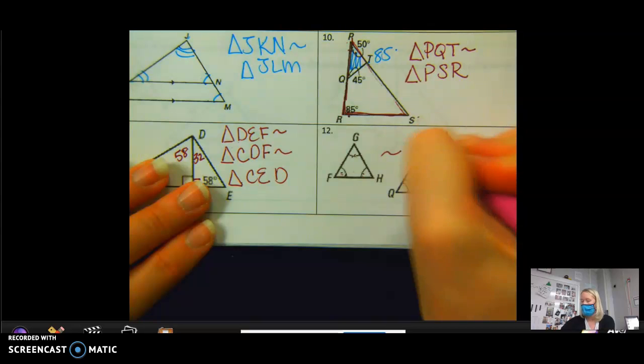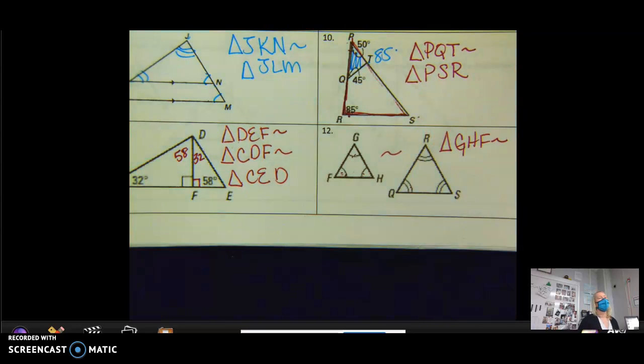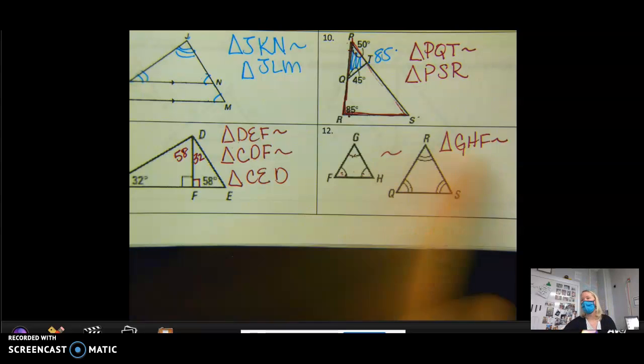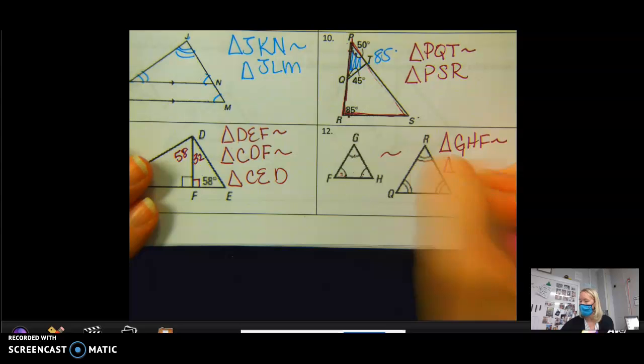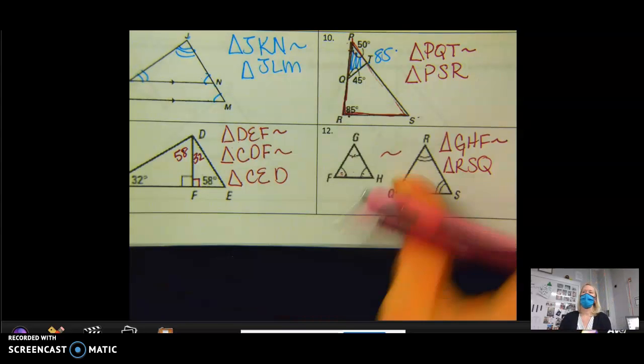My first triangle, I'm just going to say GHF. Does it really matter what it matches up with on the second one? Because isn't it true that I could rotate that second one and it's always going to match up? I'm just going to go in the same order it went here. So I'm going to say that's similar to RSQ. All right, any questions on that? All right, next page.